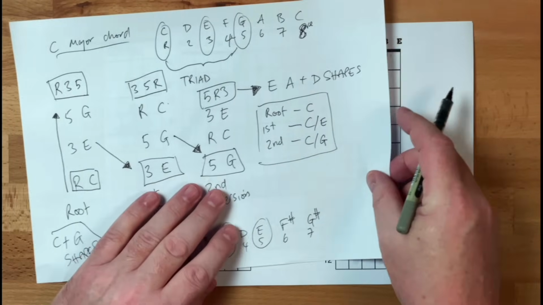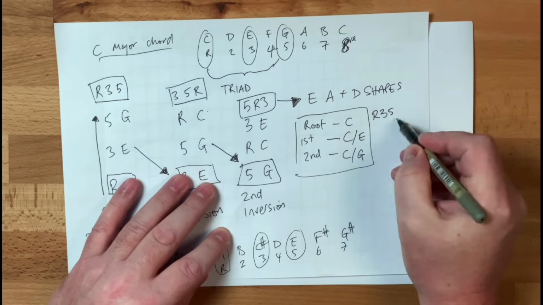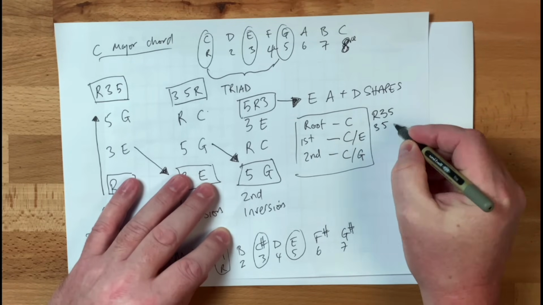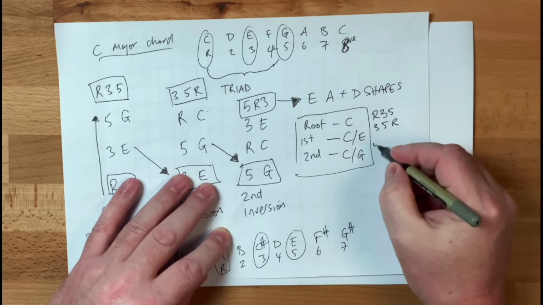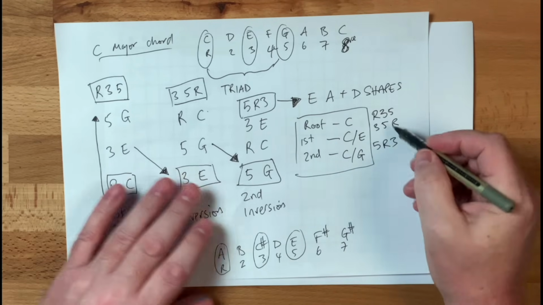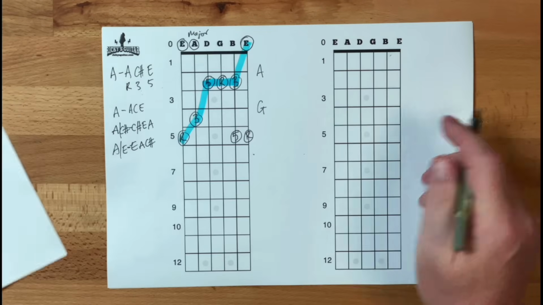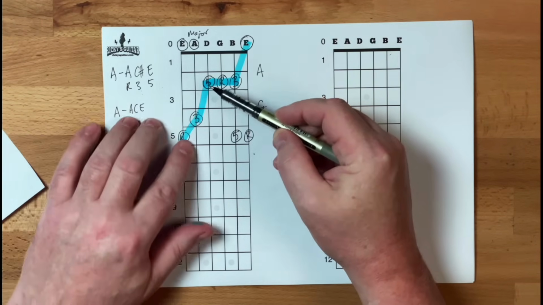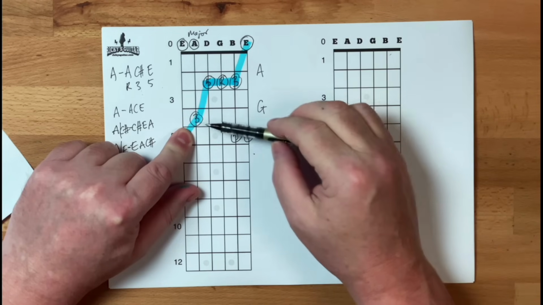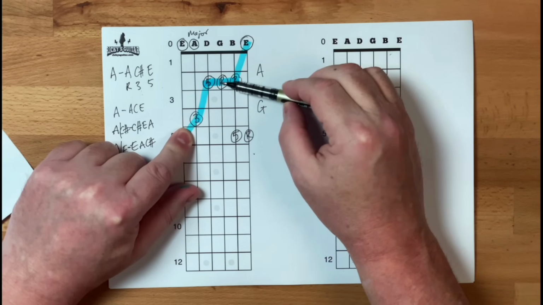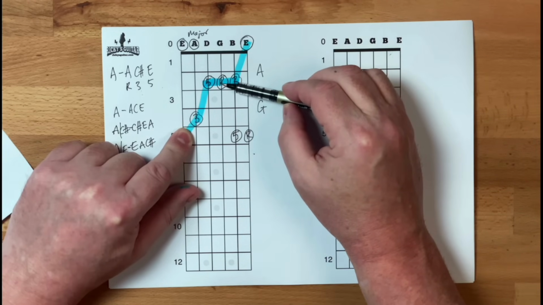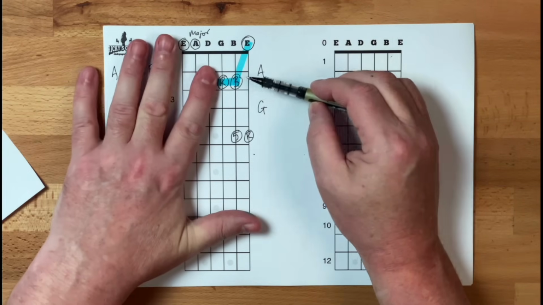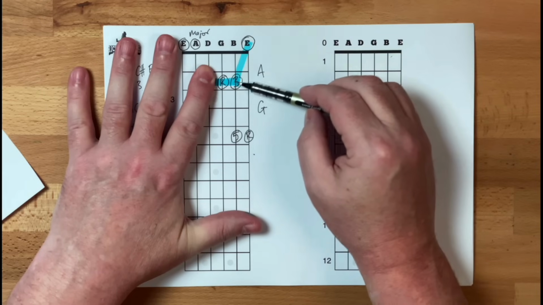So we get 3 different inversion formulas here. So root, third, fifth. The first inversion goes third, fifth, root. Then the second inversion goes fifth, root, third. Now remember I said that before there. So if you look here, you can see it goes root, third, fifth. But then if we take that root note off and we start again, we go third, fifth, root. So that would be the first inversion. If we take those two off there, we get the second inversion. Then if I take those three off, I get the first inversion.